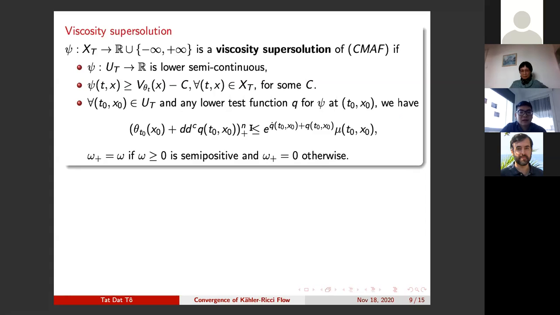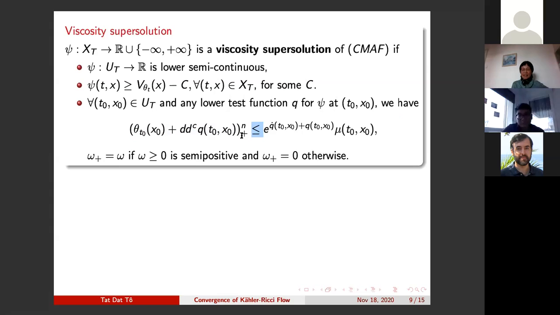And here, because the left hand side may be negative, we can remove the negative part by taking the plus part here. I mean, omega plus is omega when it is semi-positive, and 0 otherwise. So if this term is negative, this is always true, and then we just check this condition on the positive part.